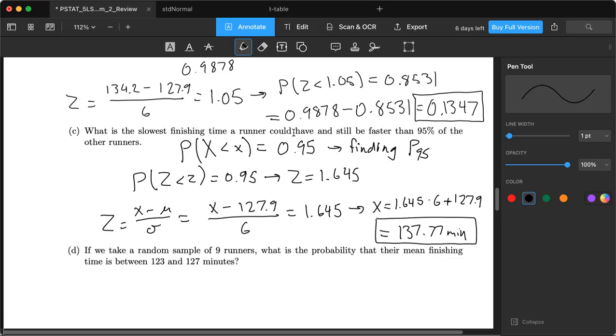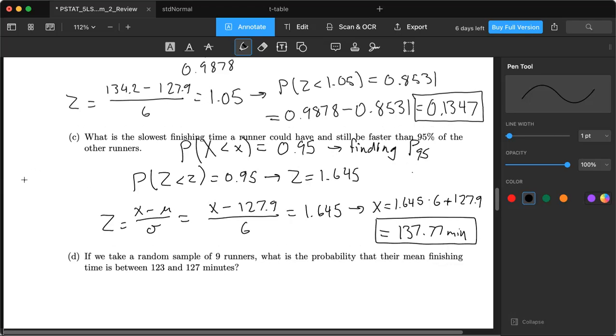So somebody just asked a question. When do you know when to subtract the percent from 1 or leave it as 95? Like, when would it be 0.05? Basically, you have to just think of the context of the problem. So if we were to draw a picture to help ourselves, we have some normal distribution, and the x-axis here is representing running times.